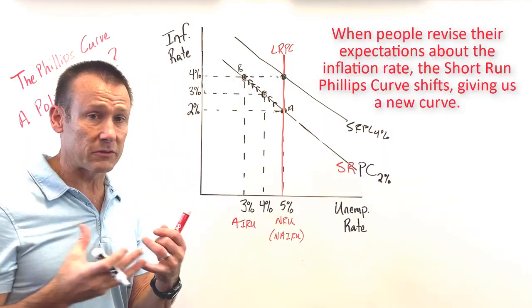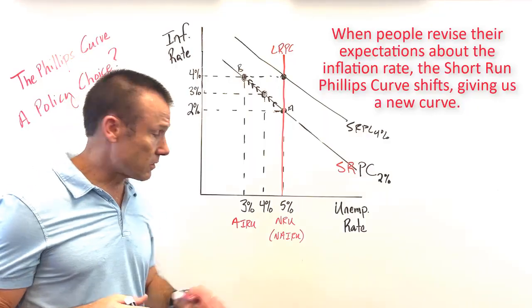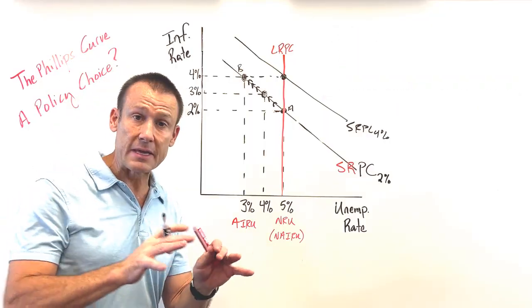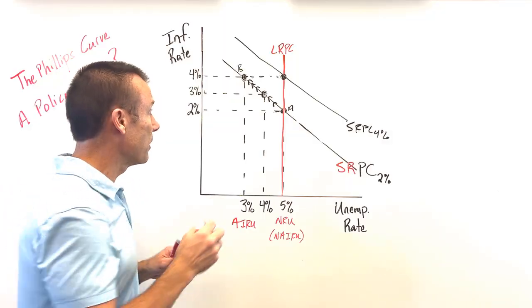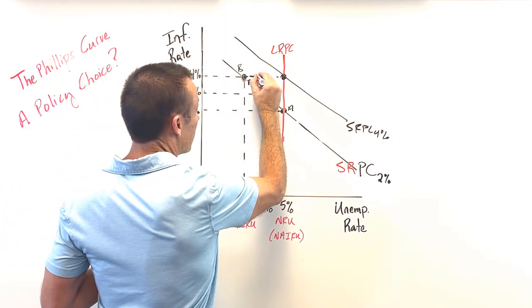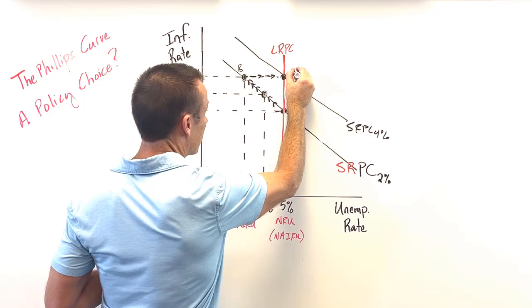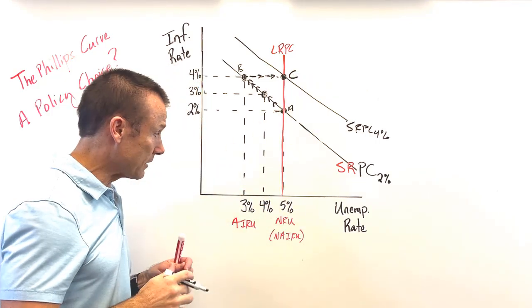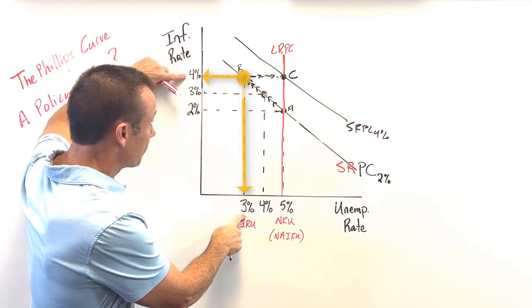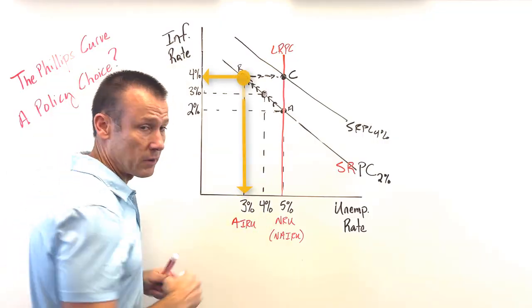Now here is basically what's going to happen. Either our policy authorities are going to ease up on their expansionary policies, and we are going to head right over to here. We're going to call that point C. Again, we could not stay at 3 and 4%, okay? We headed back to our natural rate.